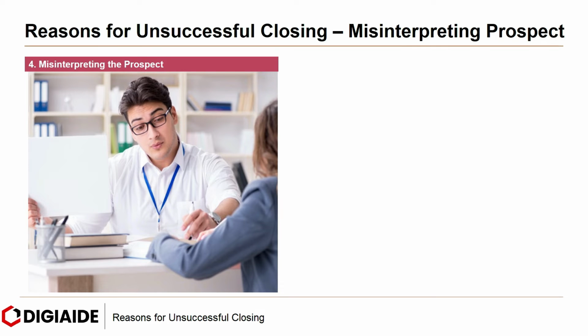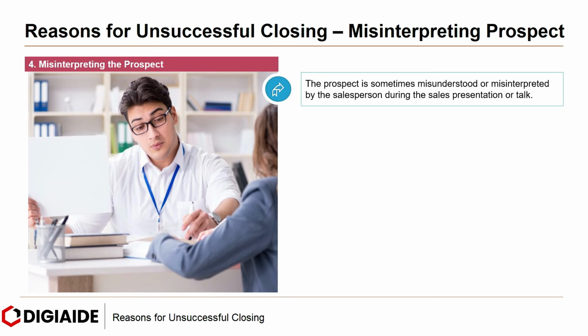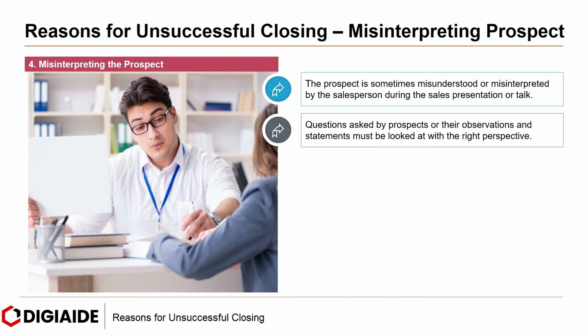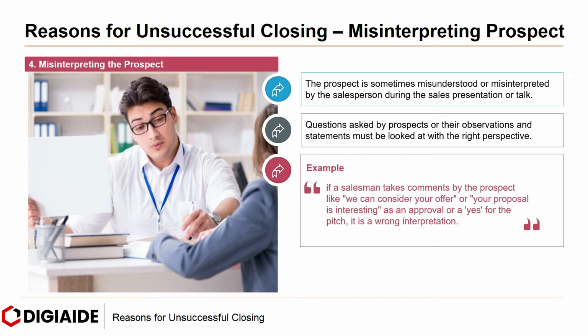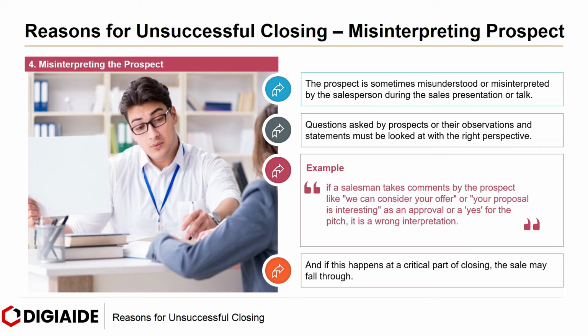Fourth, misinterpreting the prospect. The prospect is sometimes misunderstood or misinterpreted by the salesperson during the sales presentation or talk. Questions asked by prospects or their observations and statements must be looked at with the right perspective. Example, if a salesperson takes comments by the prospect like "we can consider your offer" or "your proposal is interesting" as an approval or a yes for the pitch, it is a wrong interpretation. And if this happens at a critical part of closing, the sale may fall through.